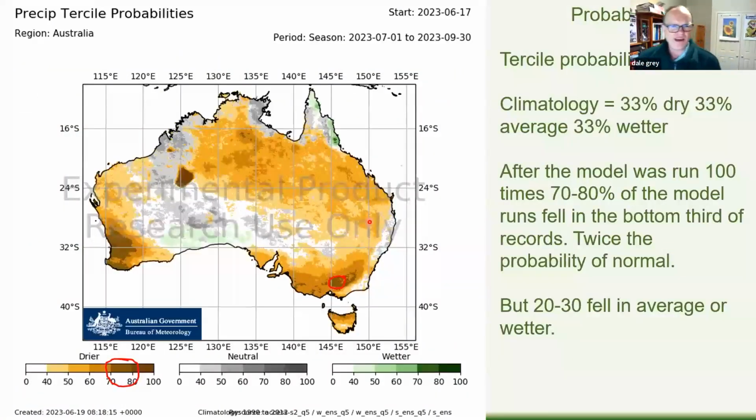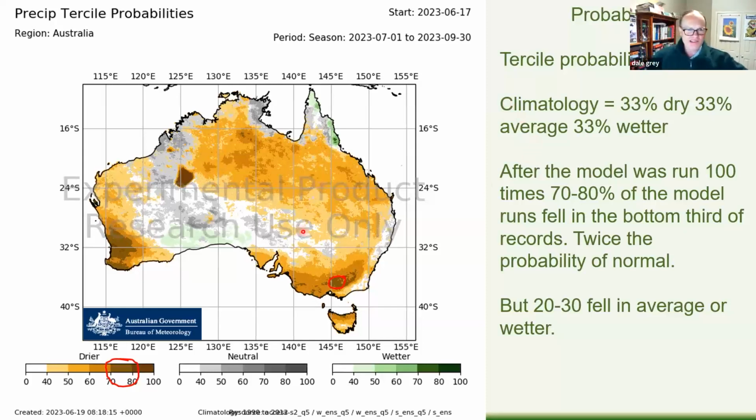Let's look at a different way that world climate models present data. This is the Bureau's model, which they don't present their data like this, but I get access to an experimental one that does. This is called a tercile probability. Tercile means 3. Divide the data into thirds. If you look at all the data historically, rank it from lowest to highest, a third of it is what we classify as dry, a third is average, and a third is in the wet end.